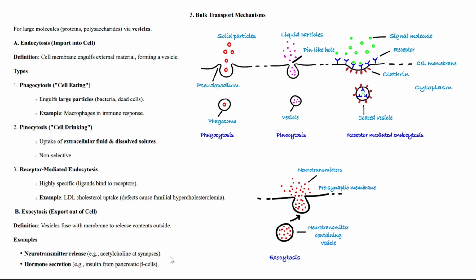Here the cell packages materials into vesicles inside the cytoplasm, which then fuse with the plasma membrane, releasing their contents to the outside environment. This is how cells communicate and secrete important substances. For example, neurons release neurotransmitters like acetylcholine at synapses via the exocytosis process. Pancreatic beta cells release insulin into the bloodstream to help regulate blood sugar.